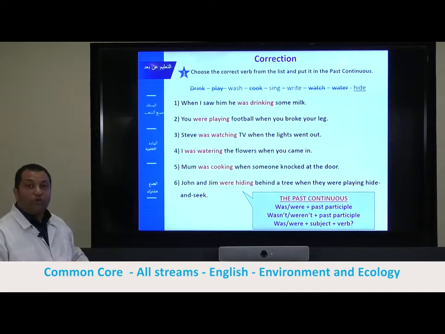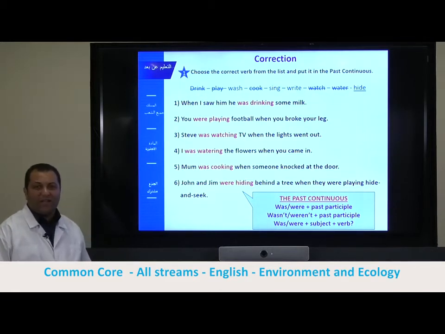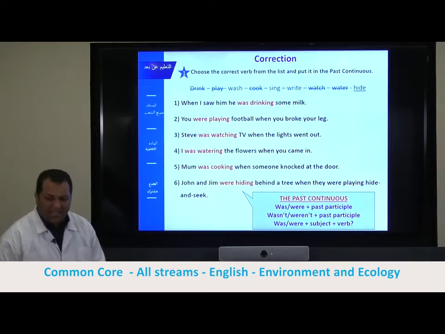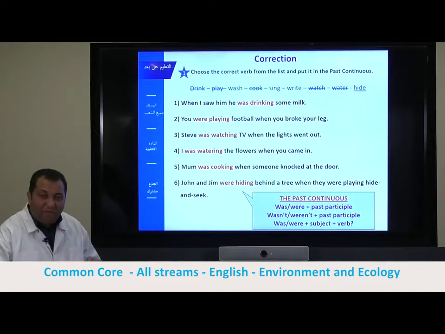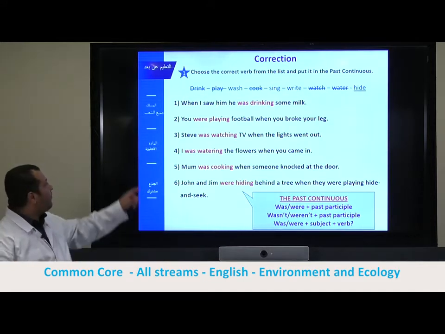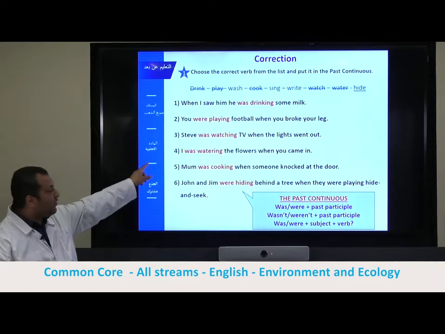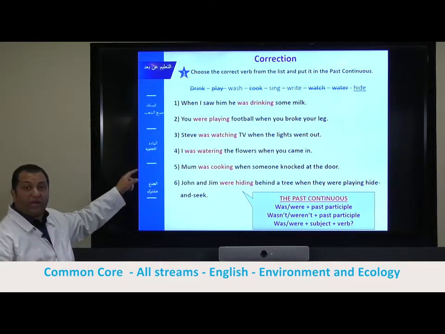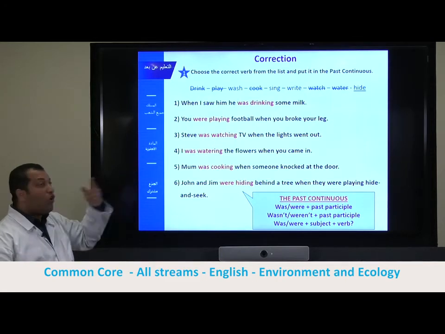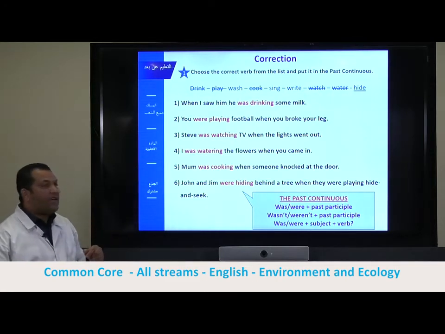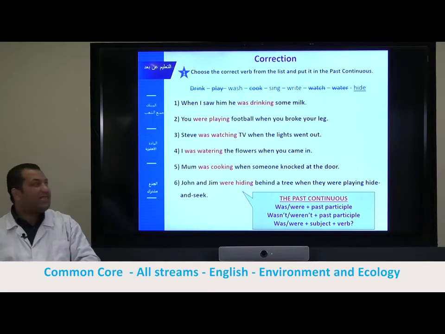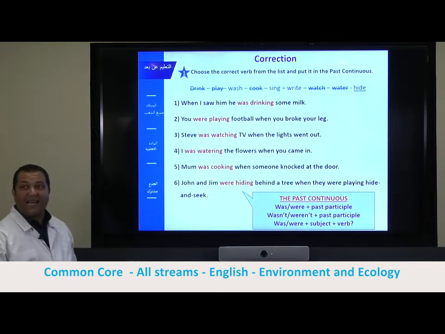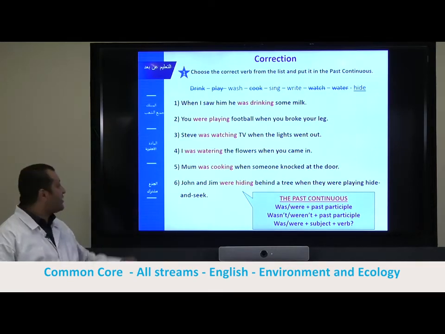Number 2, you were playing football when you broke your leg. The action of breaking my leg is short, whereas the action of playing is long. So the long action takes past continuous and the short action takes past simple. Number 3 is the same. Steve was watching TV when the lights went out.